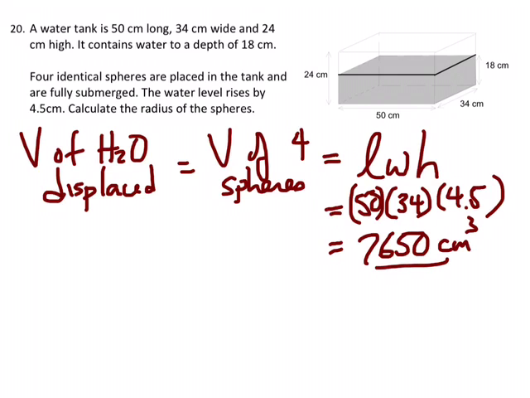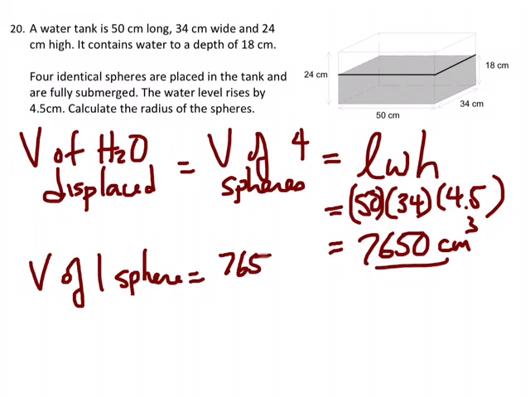Now, that's the volume of the 4 spheres. These 4 spheres are identical, we were told. So if we want to find the volume of one sphere, we'll just take that answer and divide by 4. 7,650 divided by 4 gives me 1,912.5. I'll just say 1,913 cubic centimeters.